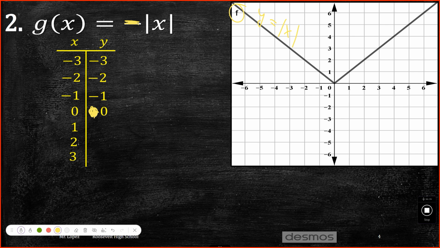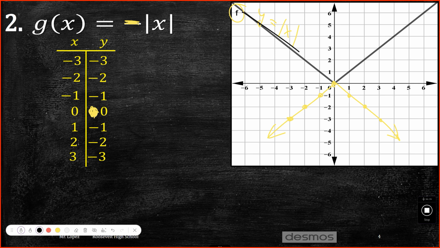Negative of the absolute value of 1 is -1, -2, -3. Let's plot the points. -3, -3, -2, -2, -1, -1, 0, 0, 1 is -1, 2 is -2, 3 is -3. There's the graph. Okay. What do you notice about this other one?